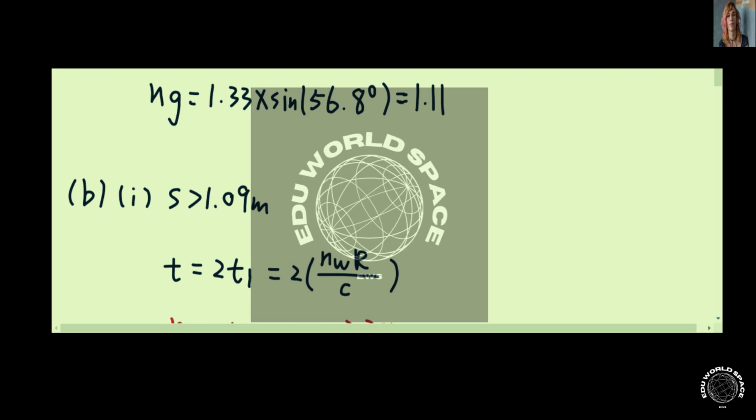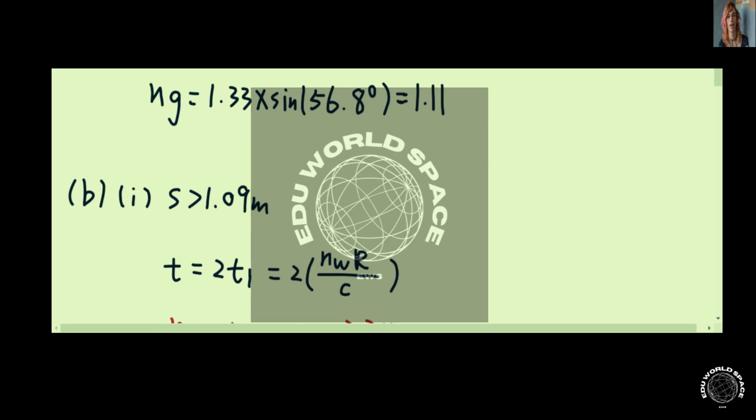And for the next question, well, there are two sub-questions. So first sub-question. When the move distance is greater than 1.09 meter, the time should be equal to 2t1, which is 2 times nw times r over c. Okay? Because when s is greater than 1.09 meter, the angle of incidence is greater than the critical angle.